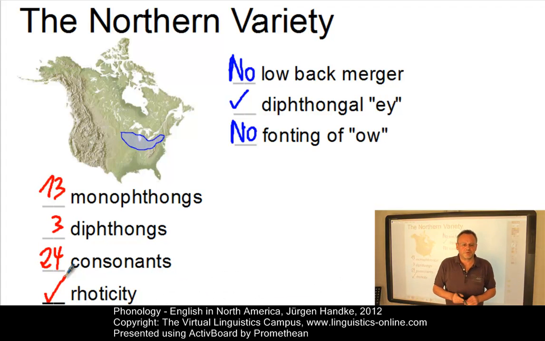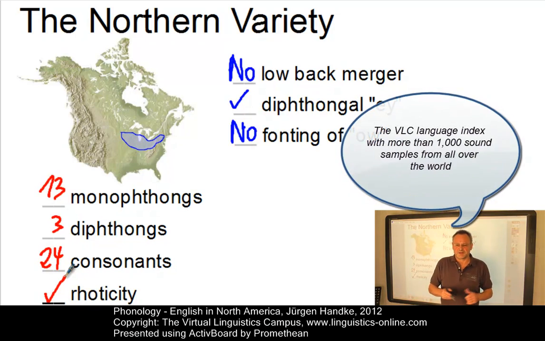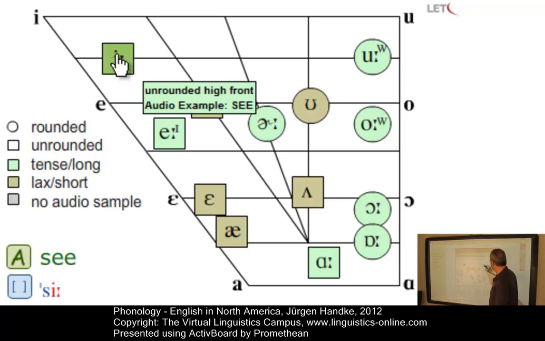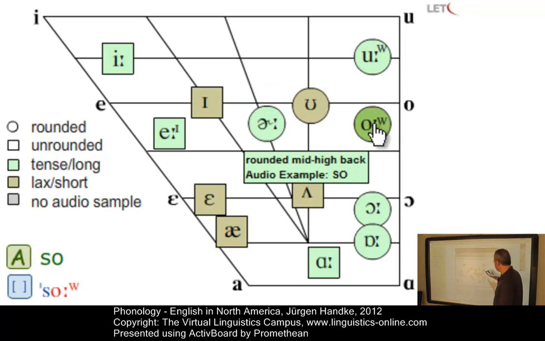Let's now look at the monophthongs and the diphthongs and consonants in detail, and I will show and demonstrate to you these systems on the basis of a speaker from Milwaukee in Wisconsin, and you can access these details in the VLC language index. So here is the vocalic system. Now the vowels are normally subdivided into long and short. So, we have two, so you see here the relative resistance to the fronting of O.